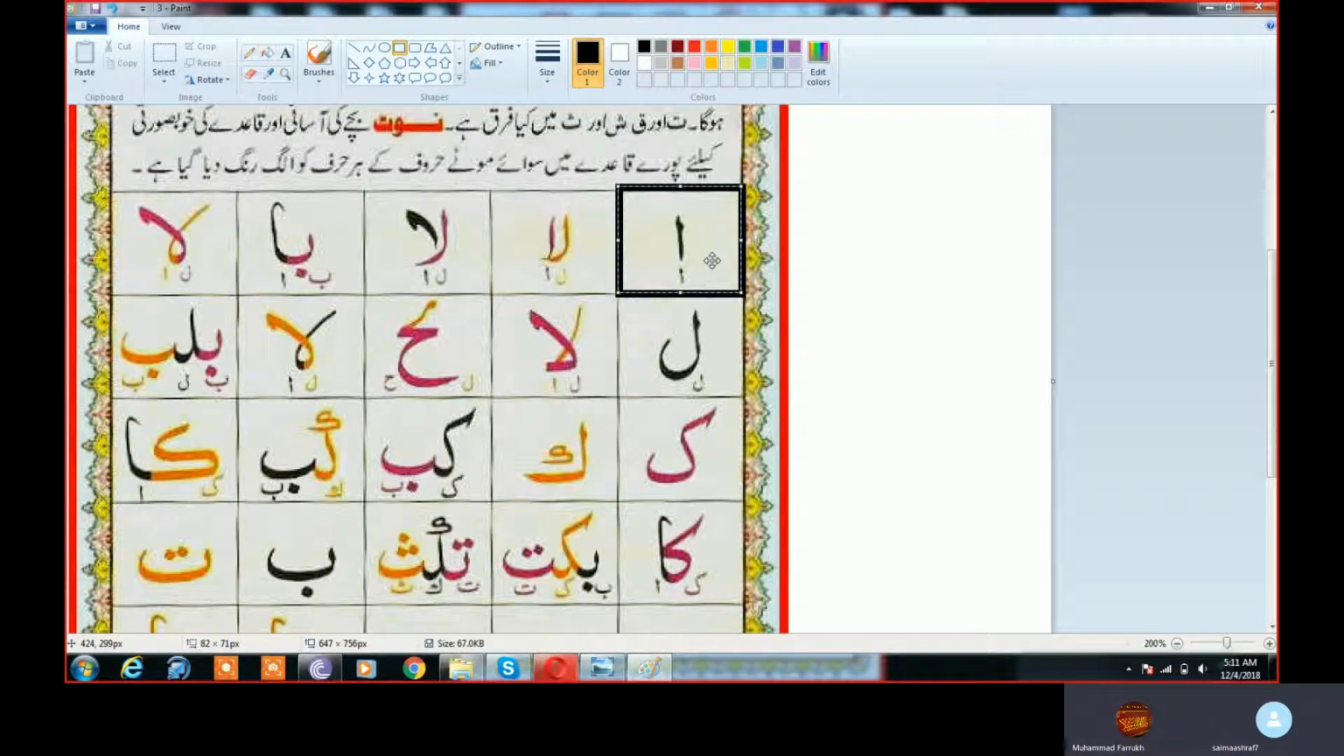Repeat after me, Mustafa. What is this? Alif. Good. Lam alif. Very nice. Lam alif. Good. Ba alif. Mashallah. Lam alif. Great. Next line. Lam. It's lam. Okay. Lam alif. Good.